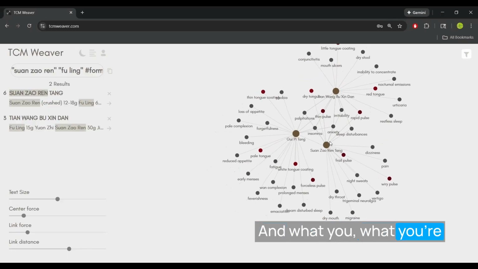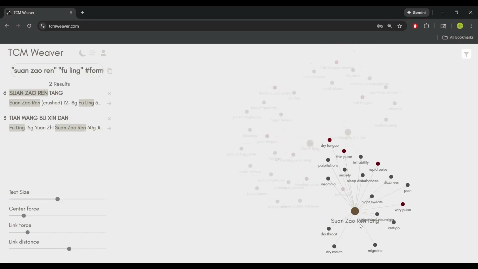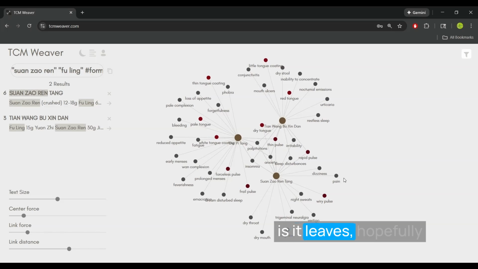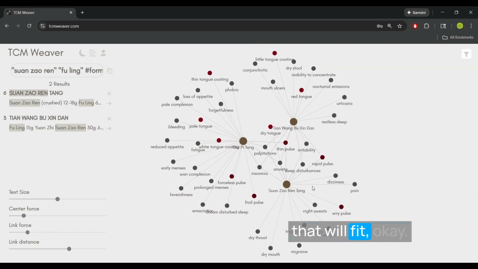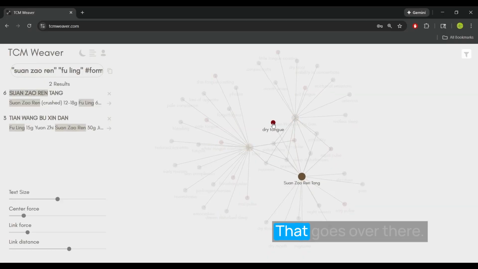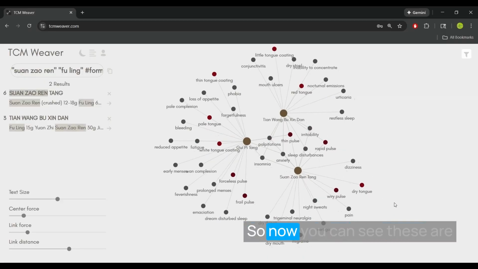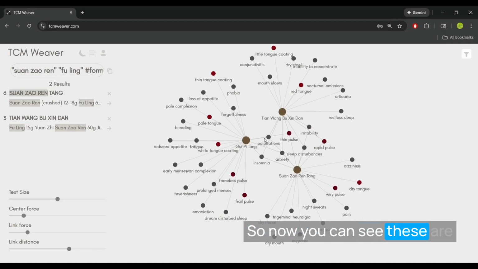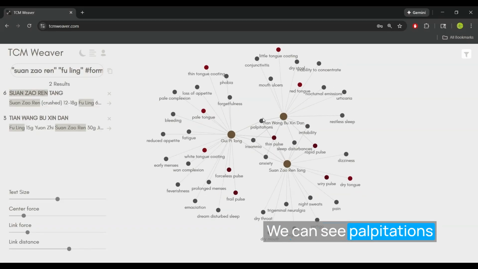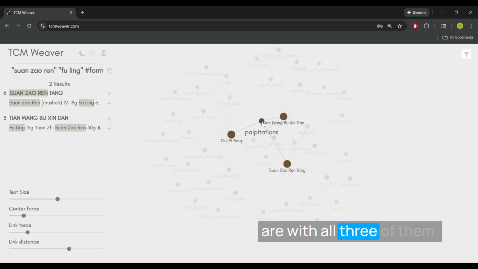And what you're doing when you do this is it leaves, hopefully that will fit. Okay. It goes over there. So now you can see these are all indications that are related to 2 or 3 of the formulas. We can see palpitations are with all 3 of them.